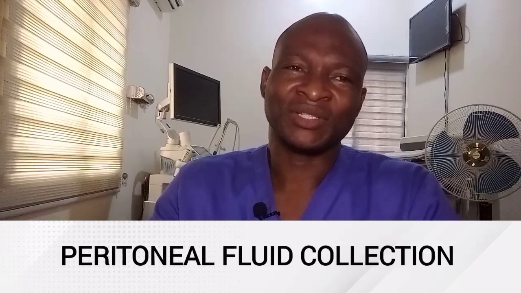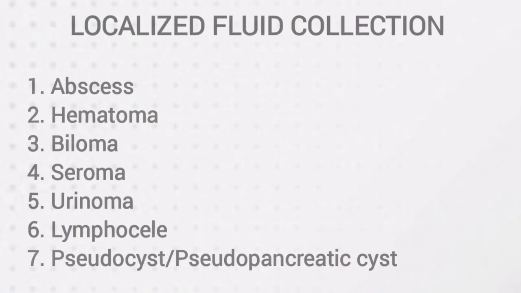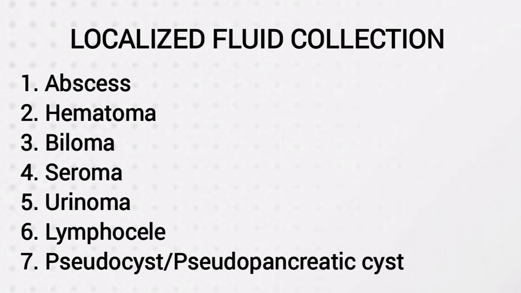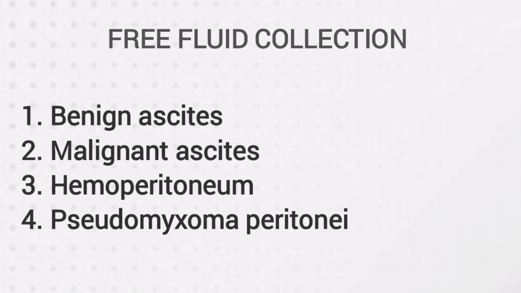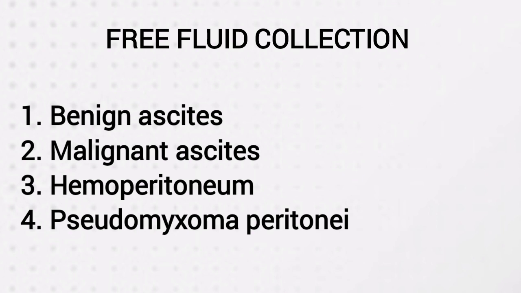Now, peritoneal fluid collection. Fluid collection can be localized or organized. An example of such will be abscess, hematoma, biluma, seroma, urinoma, lymphocyst, pseudocyst, or pseudopancreatic cyst. Whereas free fluid collection will include benign ascites, malignant ascites, hemoperitoneum, and pseudomyxoma peritonei.